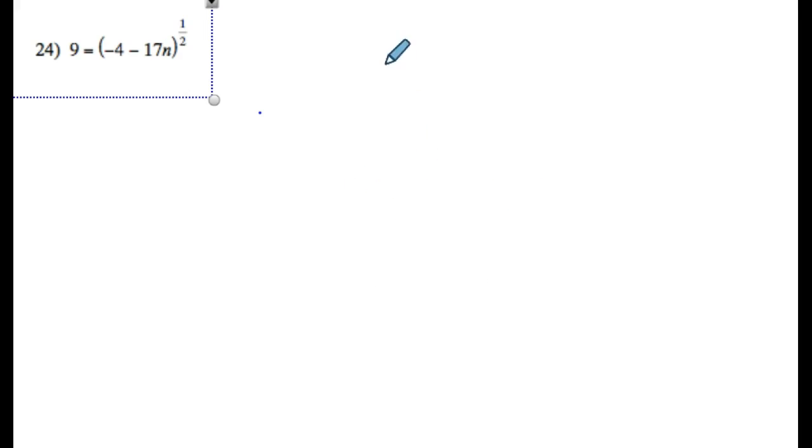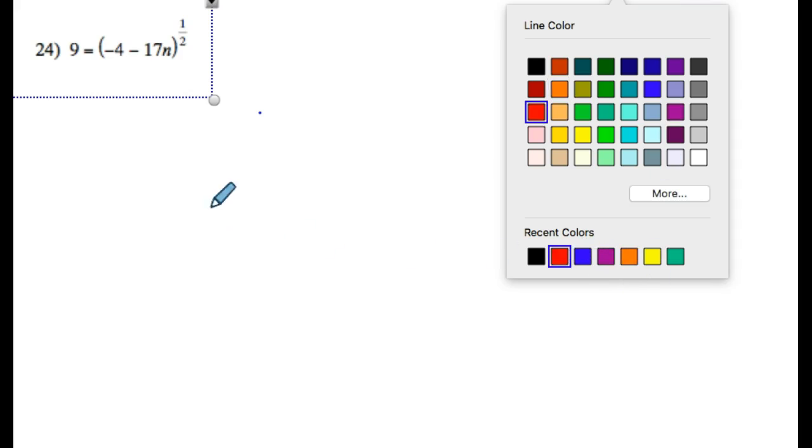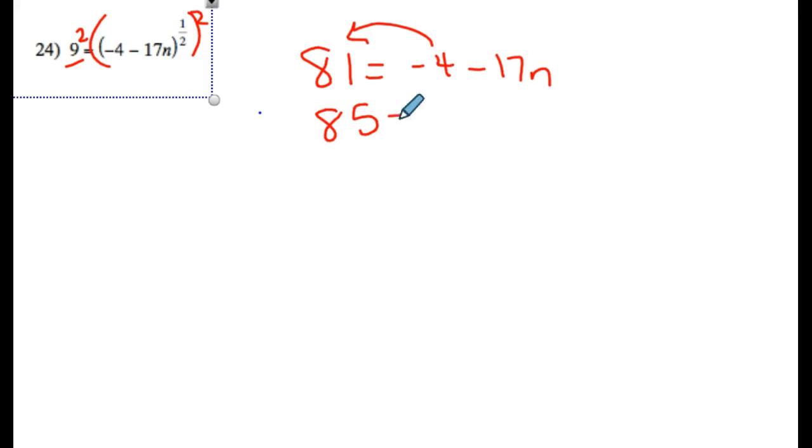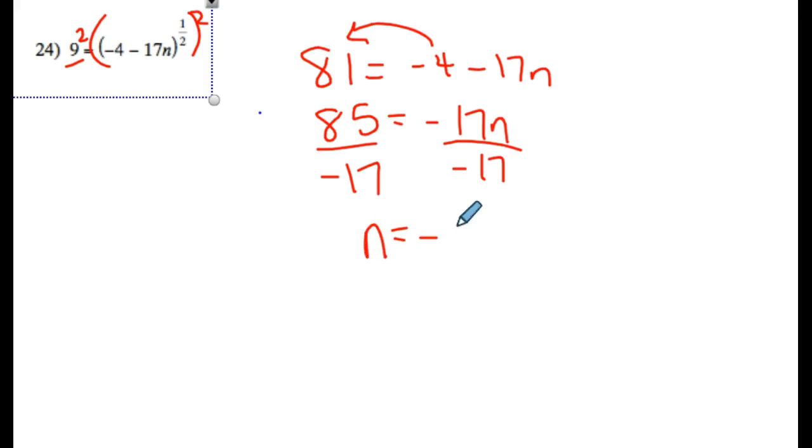One last example, let's go ahead and take a look at it. The first thing we're going to do to get rid of that fractional exponent is raise it to the reciprocal. The reason I'm going to do that right away is I have nothing outside of the parentheses to move. So 9 squared is 81, which would equal negative 4 minus 17n. I'm going to go ahead and move my 4, which would give me 85 is equal to negative 17n. And when I divide by negative 17, n would be negative 5.